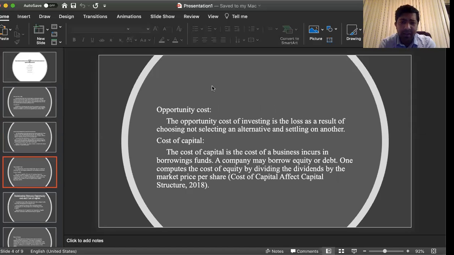Next, we'll be discussing the opportunity cost and also the cost of capital. The opportunity cost of investing is the loss as a result of not selecting an alternative and settling on another. On the other hand, the cost of capital is the cost a business incurs in borrowing funds. A company may borrow equity or debt. One computes the cost of equity by dividing the dividend by the market price per share.